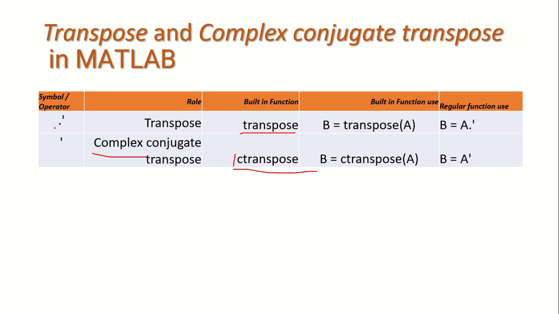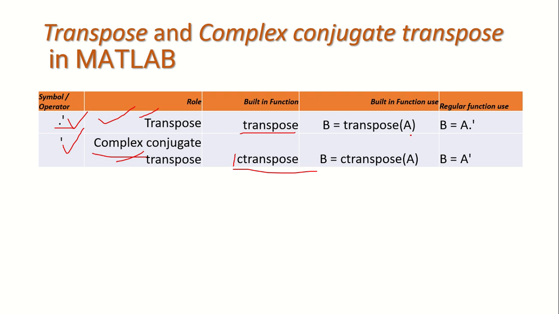The operator symbol is this for the general transpose. In academic textbooks we see the transpose of a matrix. That is performed by dot followed by a straight single quotation mark. This will perform the normal transpose of the matrix, and the single quotation mark alone will perform the complex conjugate transpose. The role of these operators works in this way, and the built-in functions are transpose and ctranspose.